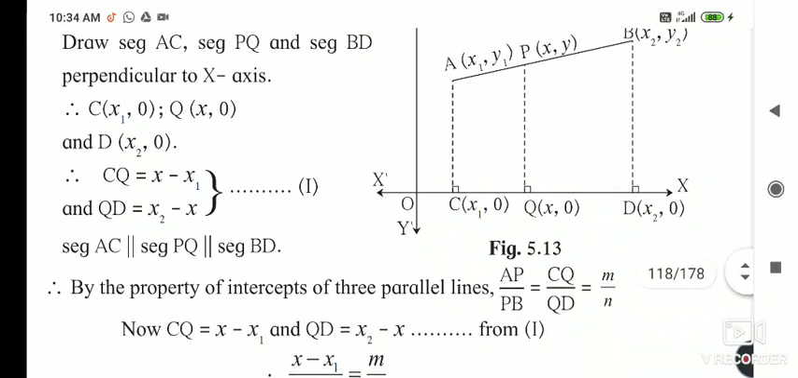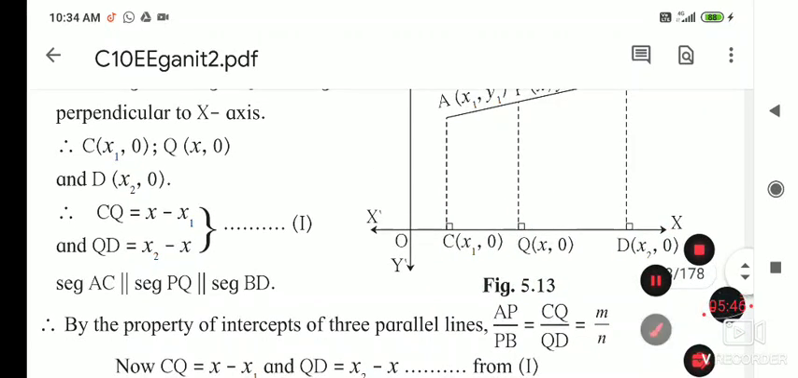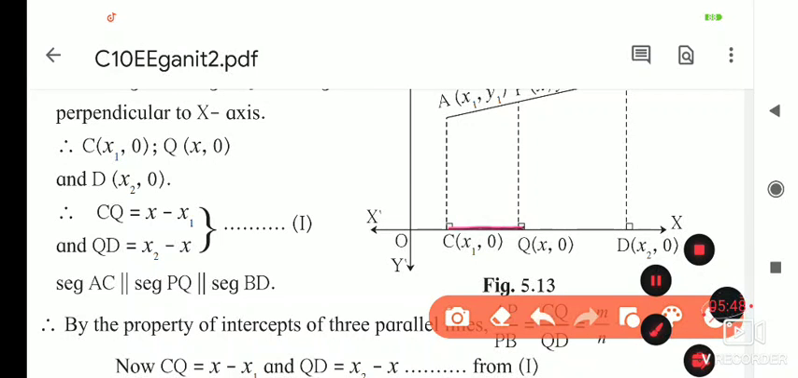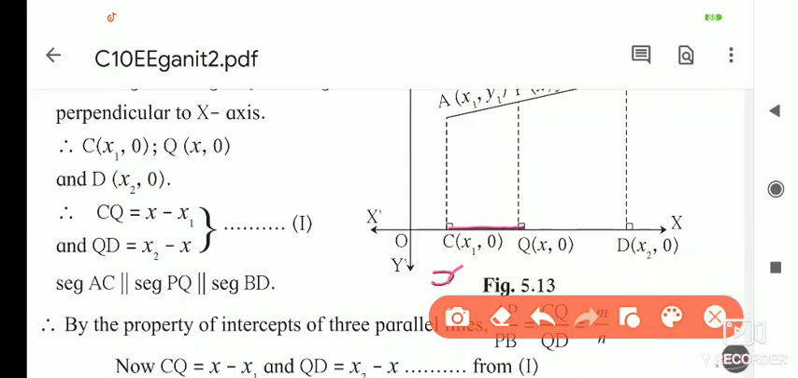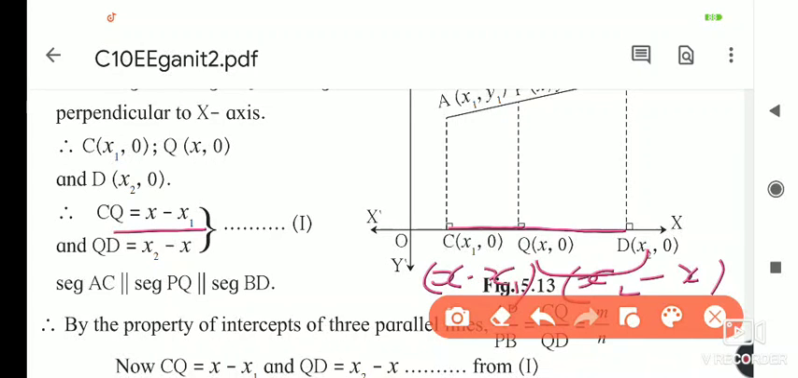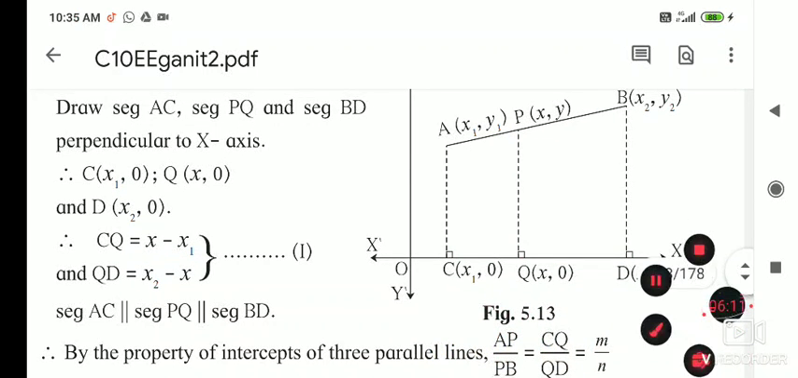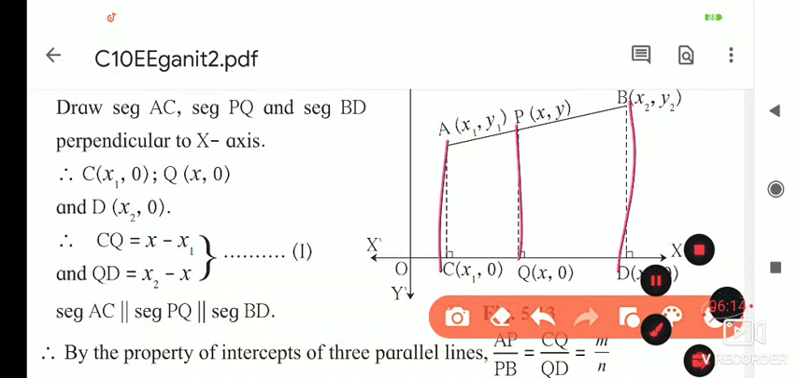Now CQ is equal to the distance, as we know that if the points are located on the x-axis, CQ is equal to x minus x1. And the distance QD is equal to x2 minus x. Now as we know, these lines are parallel to each other, because these are perpendiculars drawn on the x-axis and all the angles are the same, so these two lines are parallel.